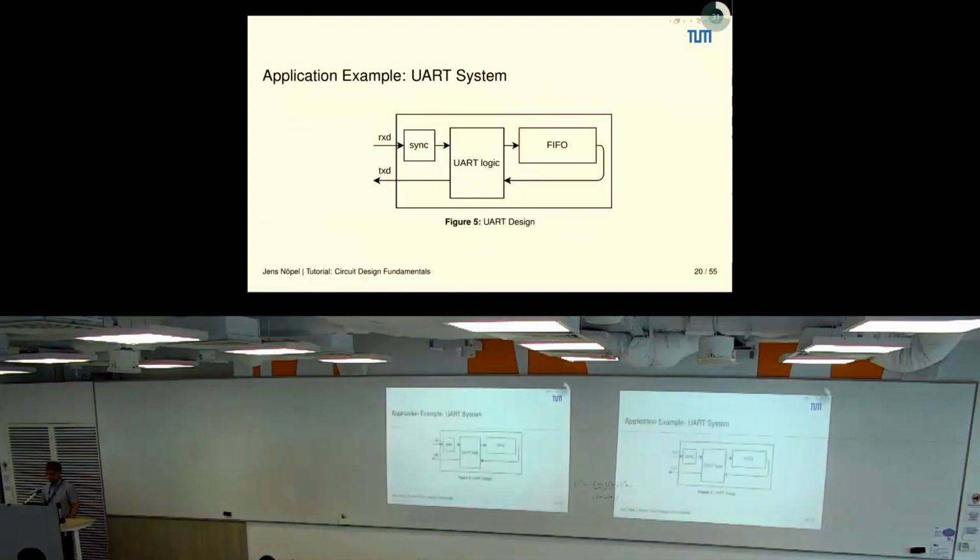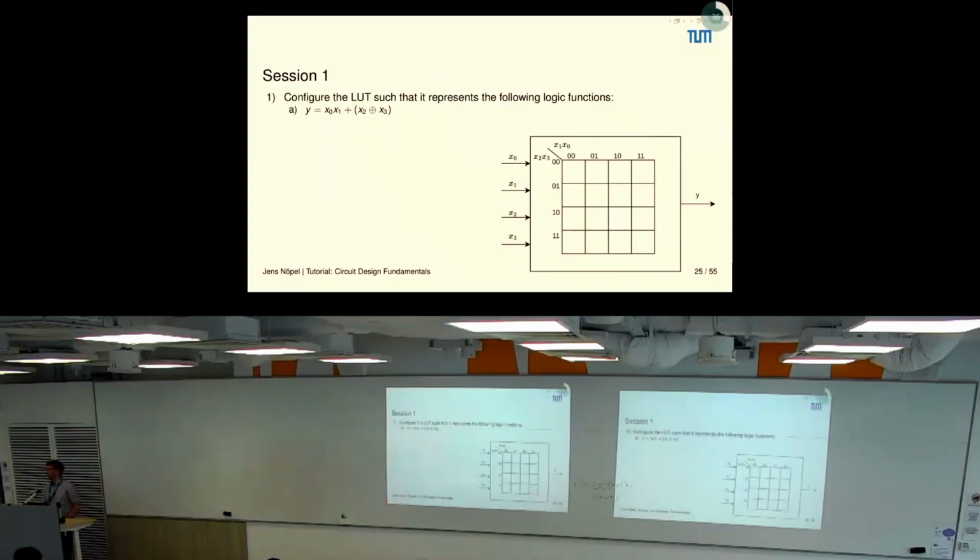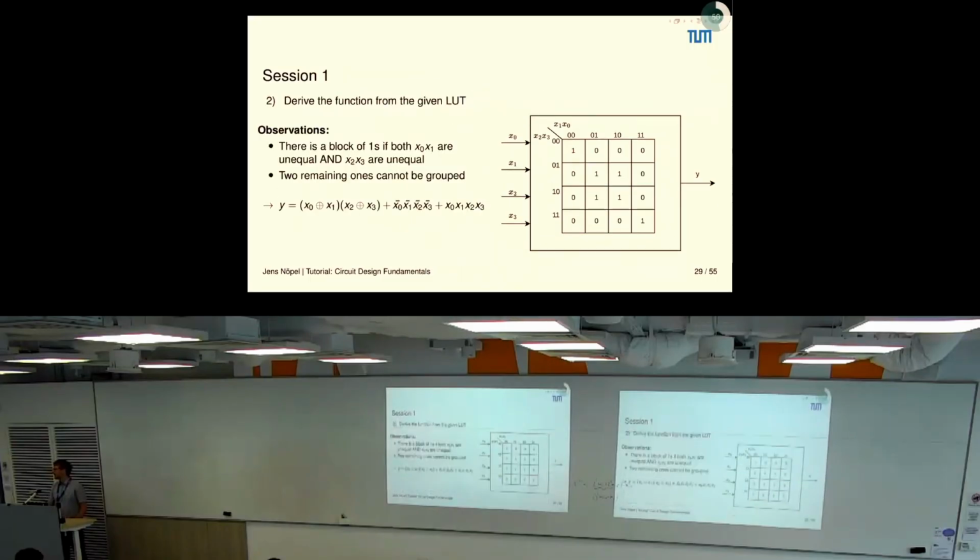All right, and then we went through some application example, which consists of all the modules you will see during the lecture and during the tutorials. It can be used to have a feedback loop for a UART implementation where the receiving data is just forwarded and sent out of the module again. All right, and afterwards we went through some examples of how to realize functionalities in lookup tables. This was the last example we had a look at.